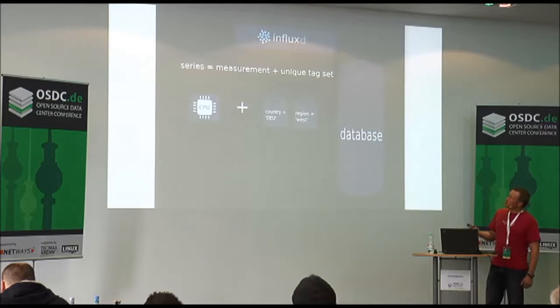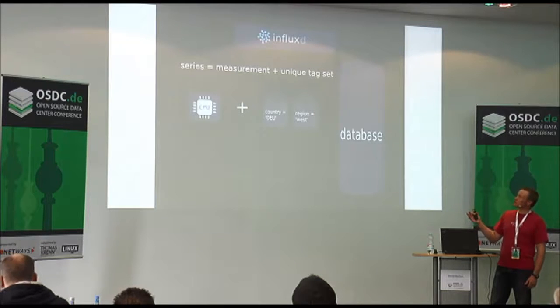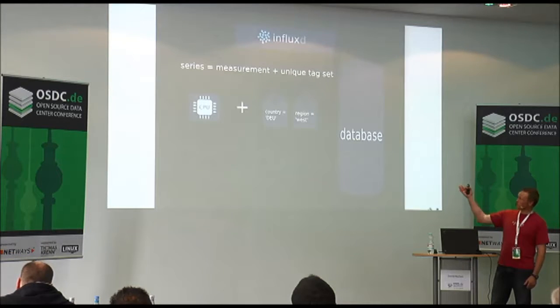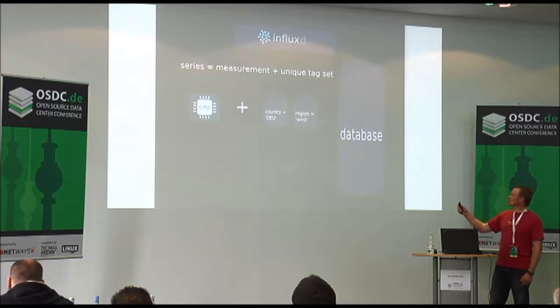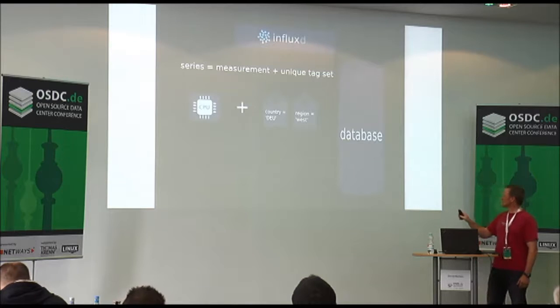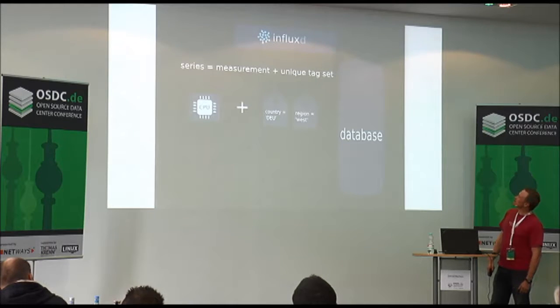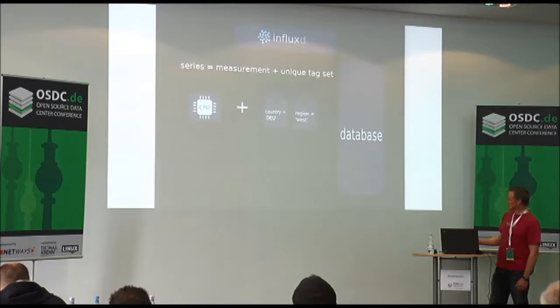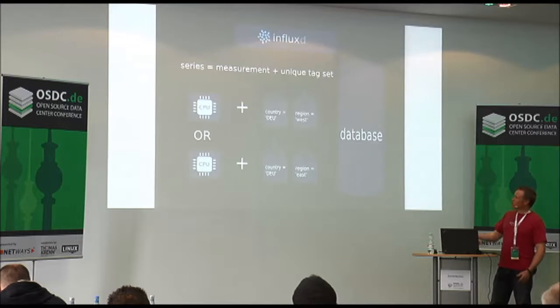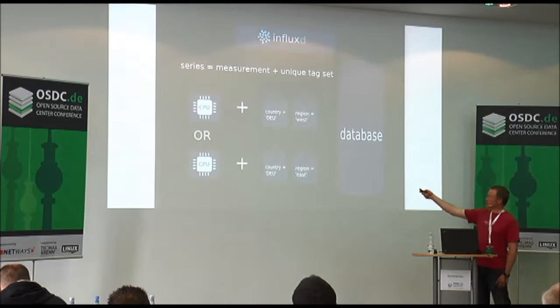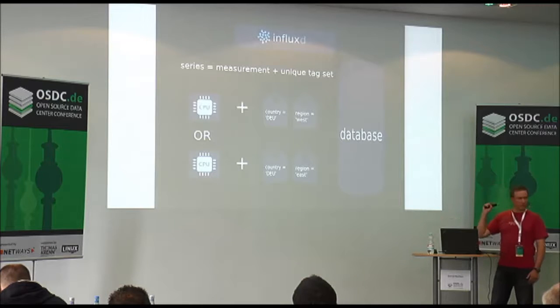And then we have a series. Hence the time series, which in Influx, a series means a measurement plus a unique tag set. So in this example, we're collecting CPU measurements from Germany in the Western region. Or we could be collecting CPU measurements from Germany in the Eastern region. So either one of those little streams of data would be a unique time series.